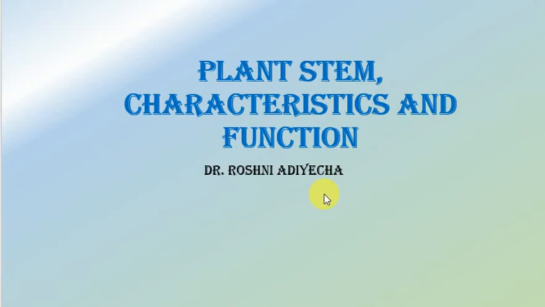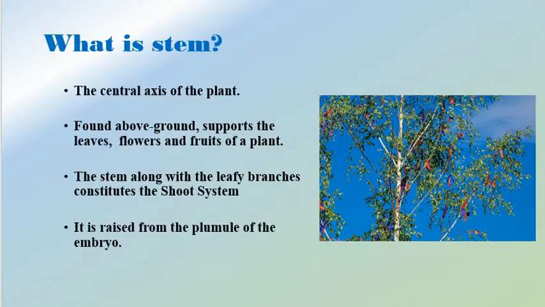In this video lecture, we will study plant stem characteristics and function. First of all, we will study what is stem. So, stem is the central axis of the plant, which is the above ground portion, and it supports the leaves, flowers and fruits of the plant. The stem along with the leafy branches constitutes the shoot system.